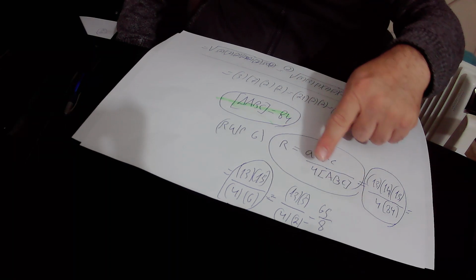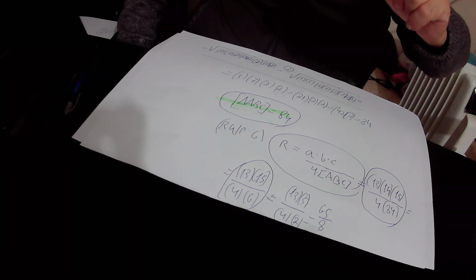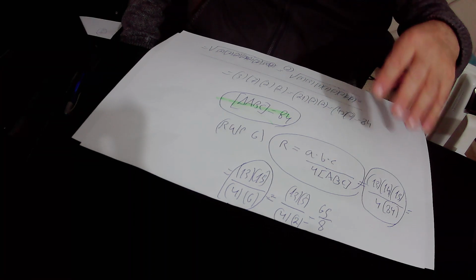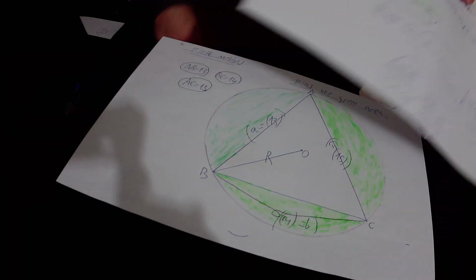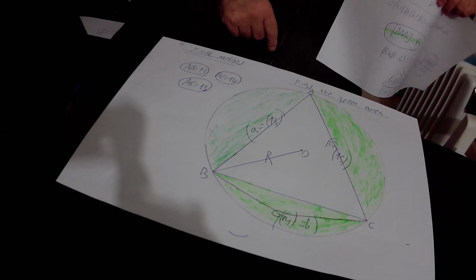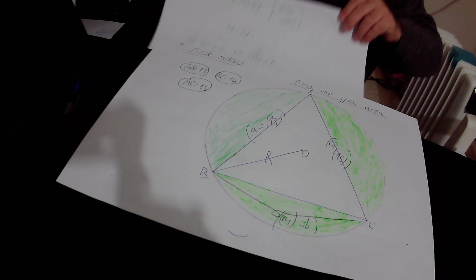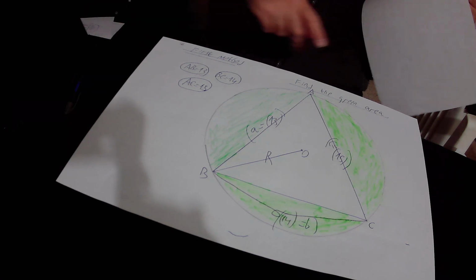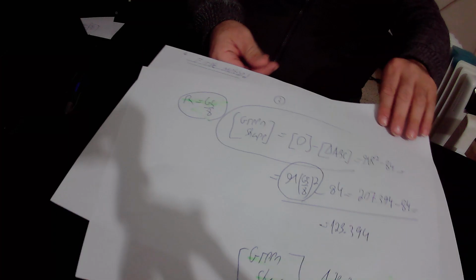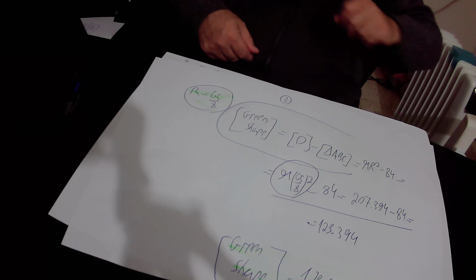4 times 2 is 8, and 13 times 5 is 65. So in total, we found out that the radius of this circle that blocks triangle ABC equals 65 over 8 units. Repeat again: the radius R of this circle that blocks triangle ABC equals 65 over 8 units.